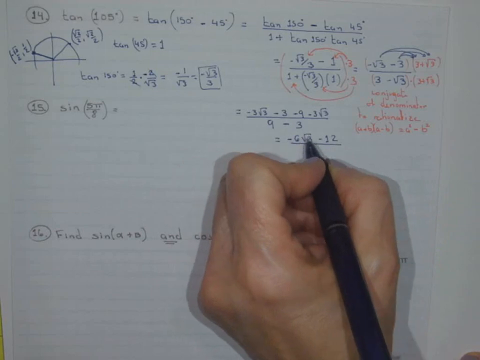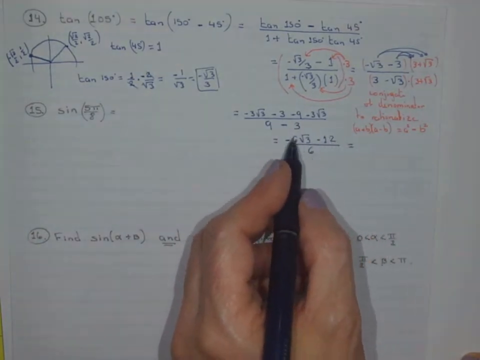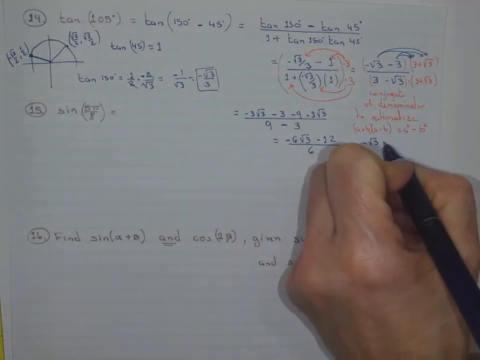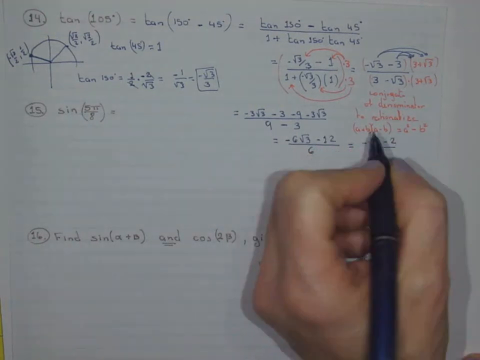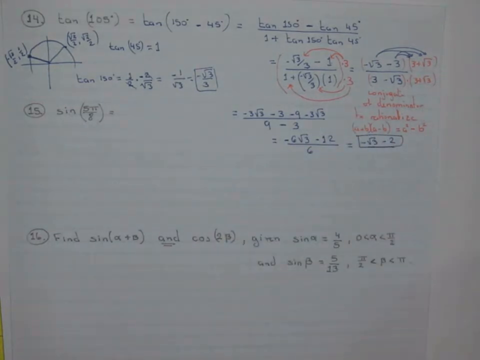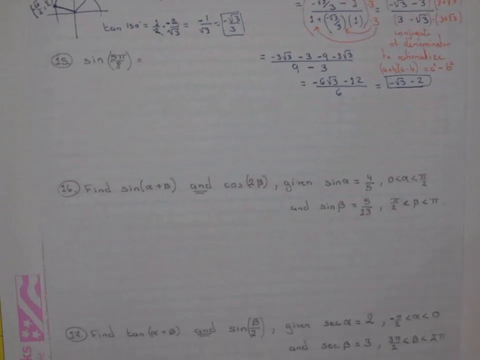And all of that is over 9 minus 3, which is 6. And now I can divide every term I have by 6, right? So I have a negative square root of 3 minus 2 over 1. I don't need that over 1, so actually I'm going to make that my answer. There we go. Alright, one more to go and then we stop this video.